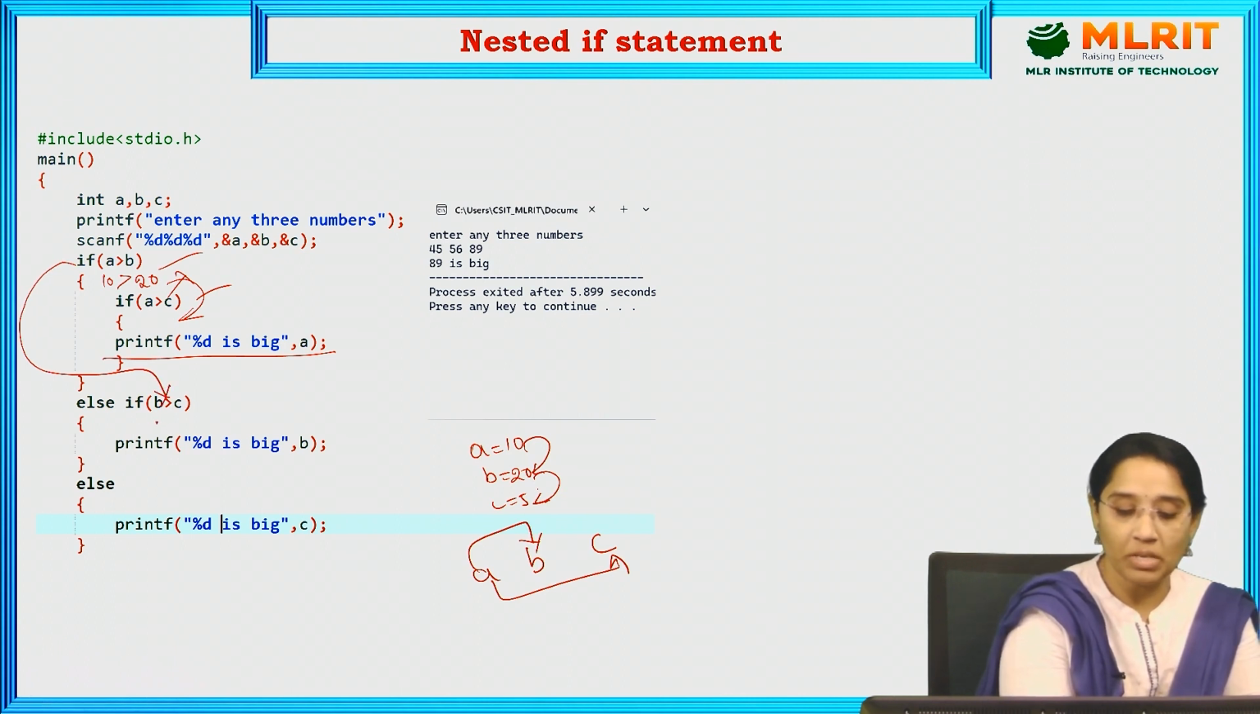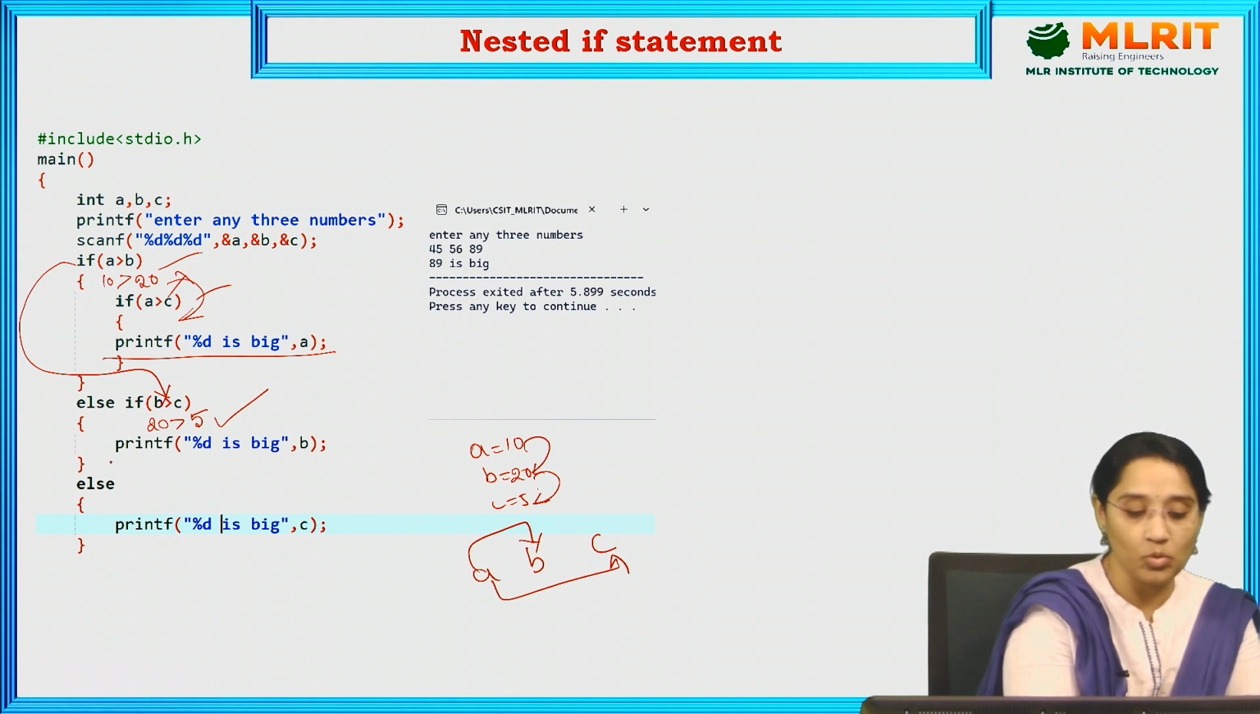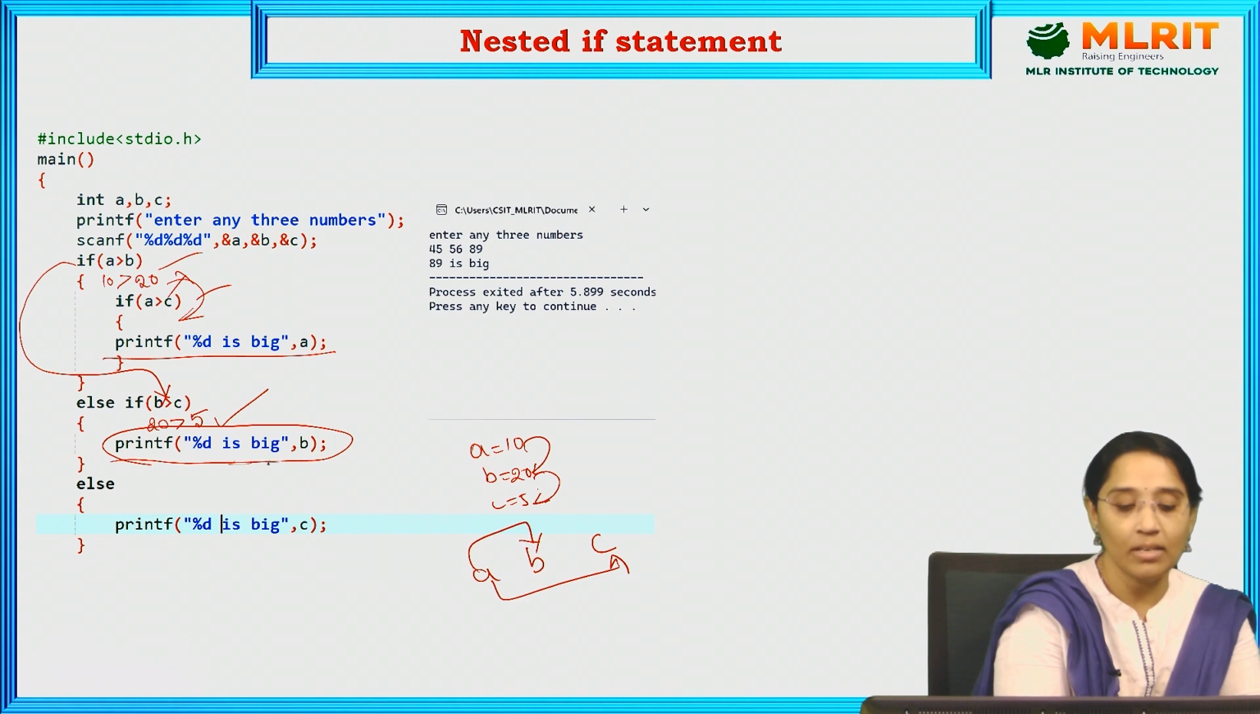So what is b? b is 20. Is 20 greater than 5? Obviously 20 is greater than 5. The condition is true, so this true block will execute. printf %d is big, which means here 20 is big. You will get the answer like this: 20 is big.